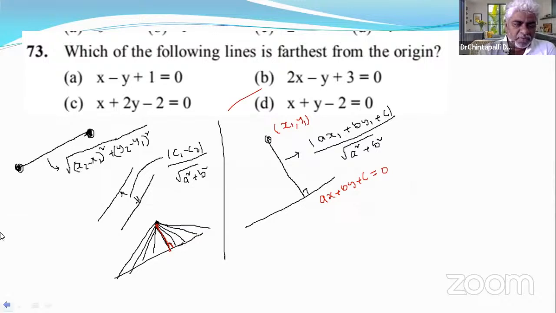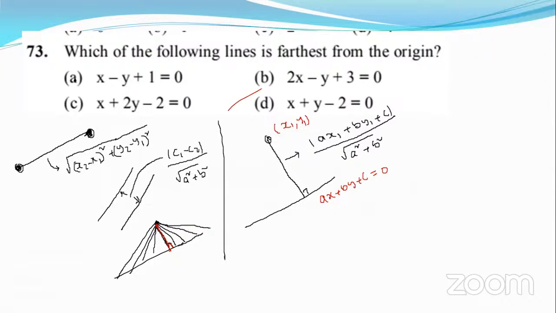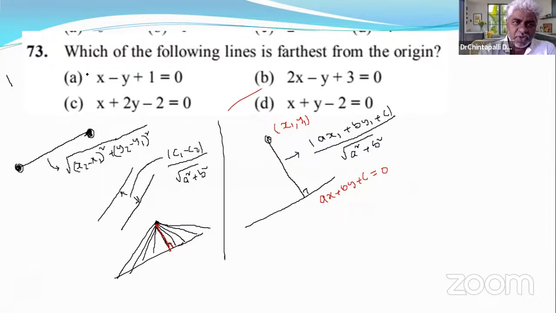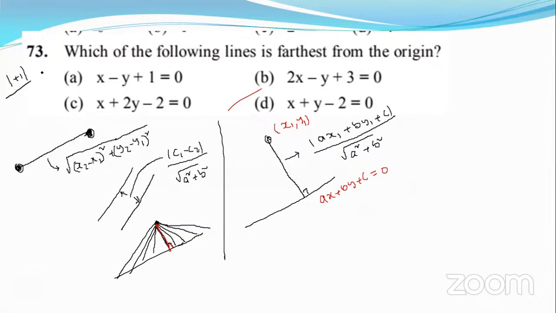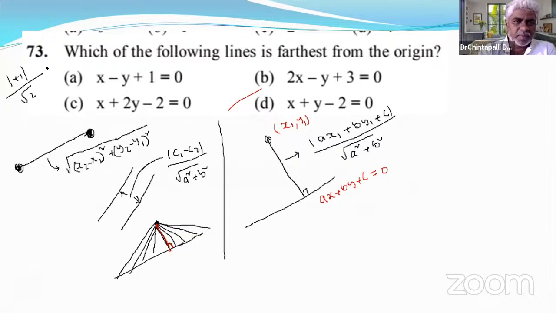Finding the perpendicular distance from the origin is very simple, because the point is 0, 0. We are finding mod of 0 times x minus 0 times y plus 1, which is 1, over root 2. So the first distance is 1 by root 2.